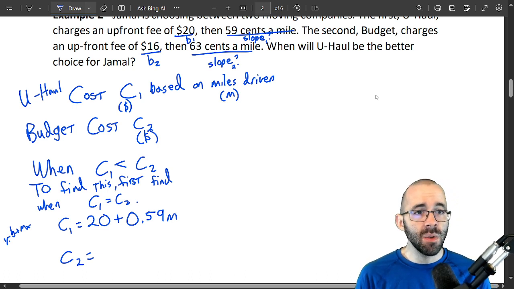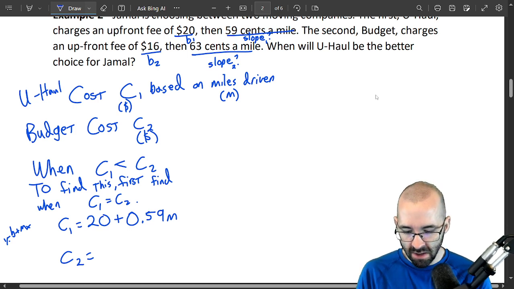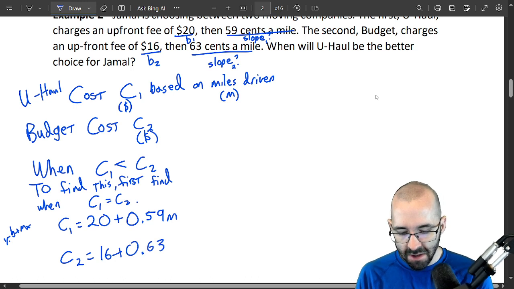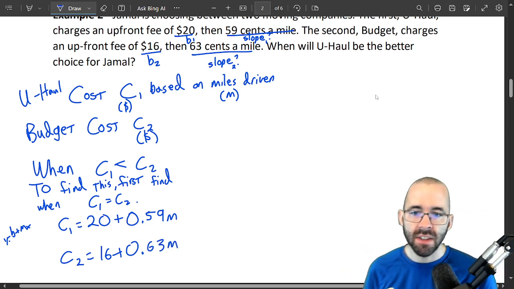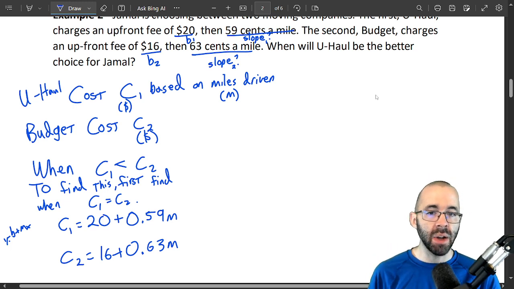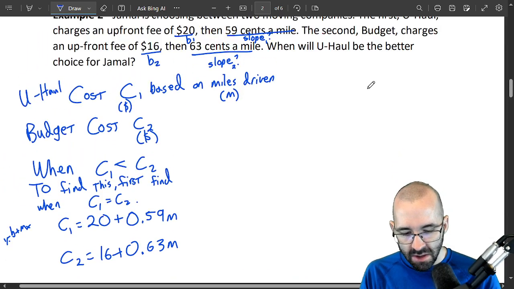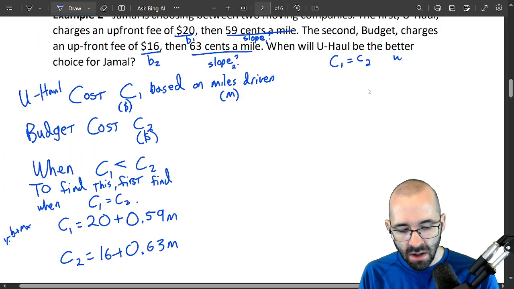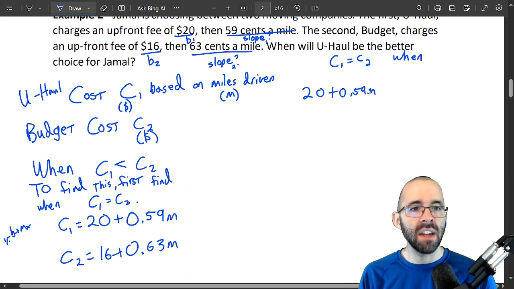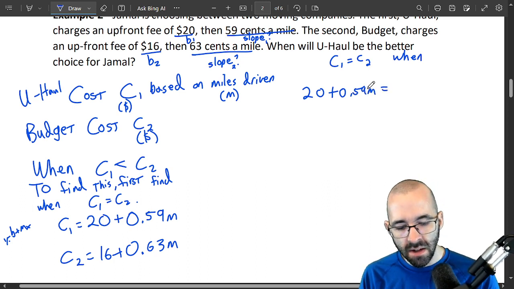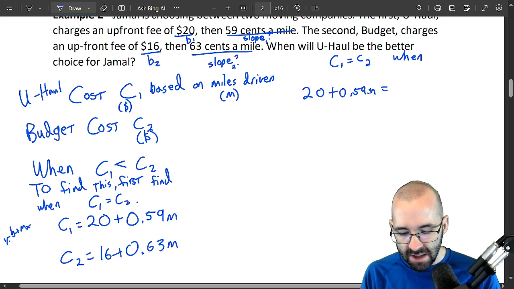And then we can do C2, the Budget charges, the same way. We said the b value is 16, and it was charging 63 cents a mile. We have our two equations. We can find their point of intersection by graphing or by setting them equal to each other. So C1 equals C2. Well, we know C1 is 20 plus 0.59m. That is exactly what C1 is. And C2 is exactly 16 plus 0.63m.